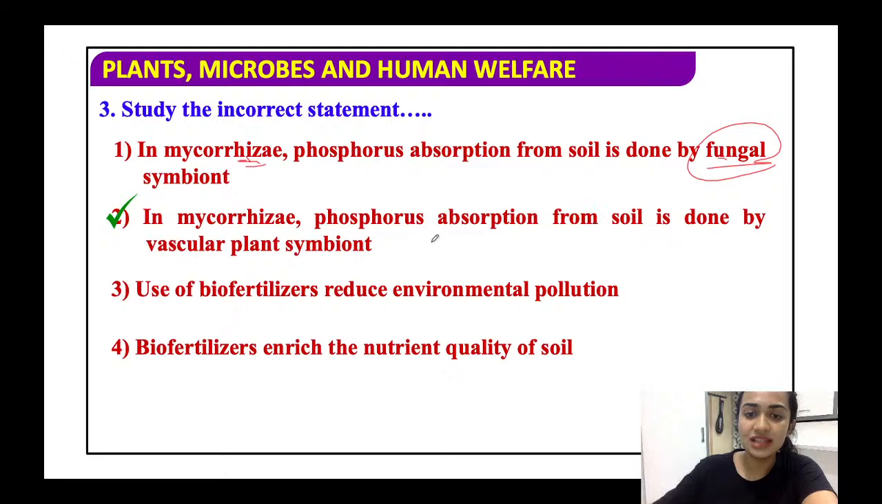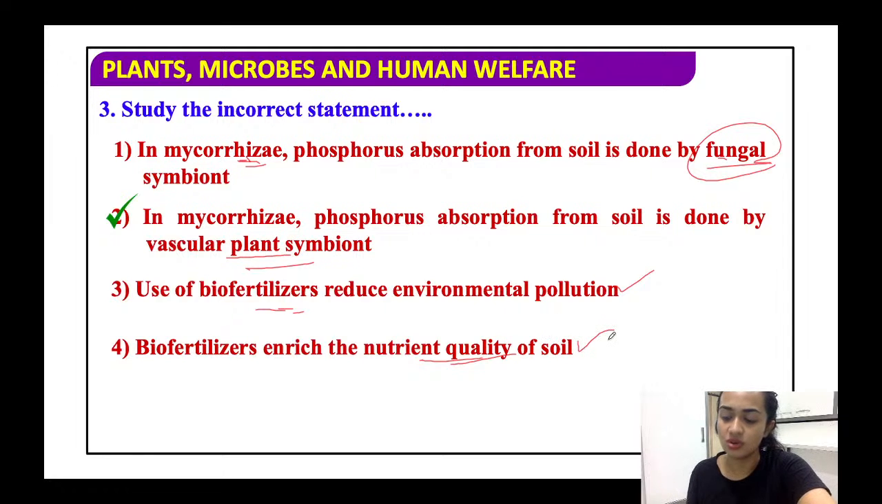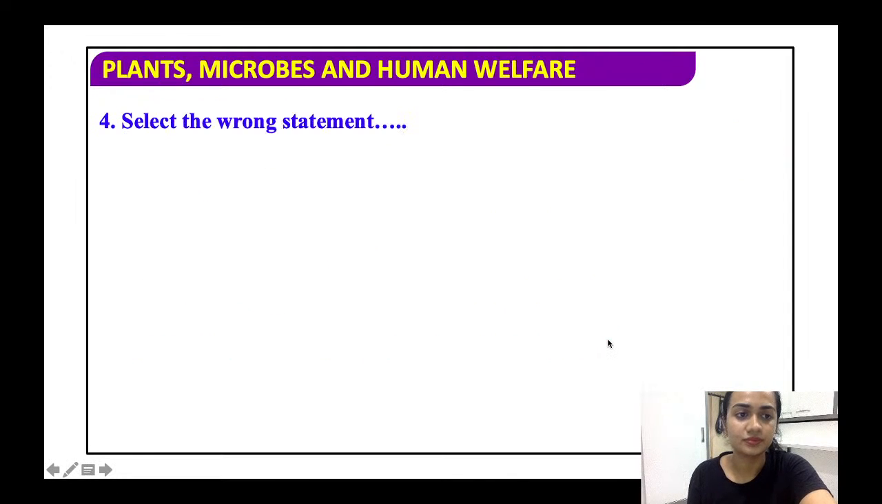Here, it is given that mycorrhizae is done by a vascular plant symbiont. No, it is a vascular fungal symbiont. Fine. Then let's look at the other statement. Use of biofertilizers reduces environmental pollution. Absolutely. Biofertilizers enrich the nutrient value of soil is also correct.